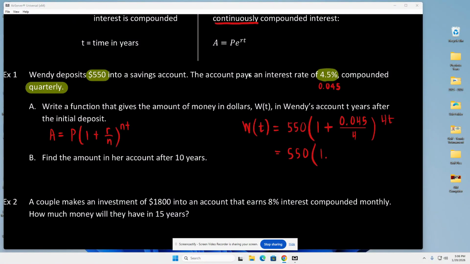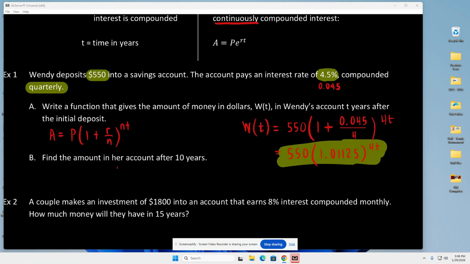So here it is. It is 550 times 1.01125 raised to the 4t. There's my equation. Okay, let me highlight it so you can see it really nice. I don't know if it actually helps or hurts. Now, it wants me to find the value after 10 years. Well, no problem. I got that.